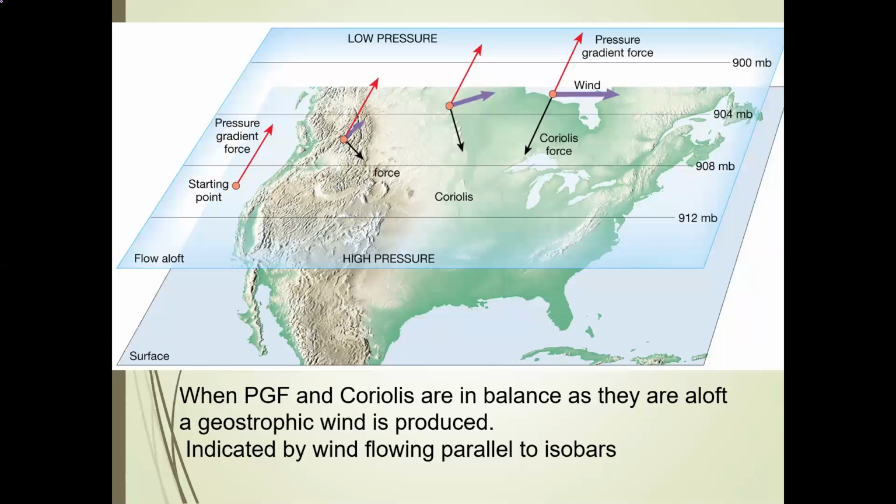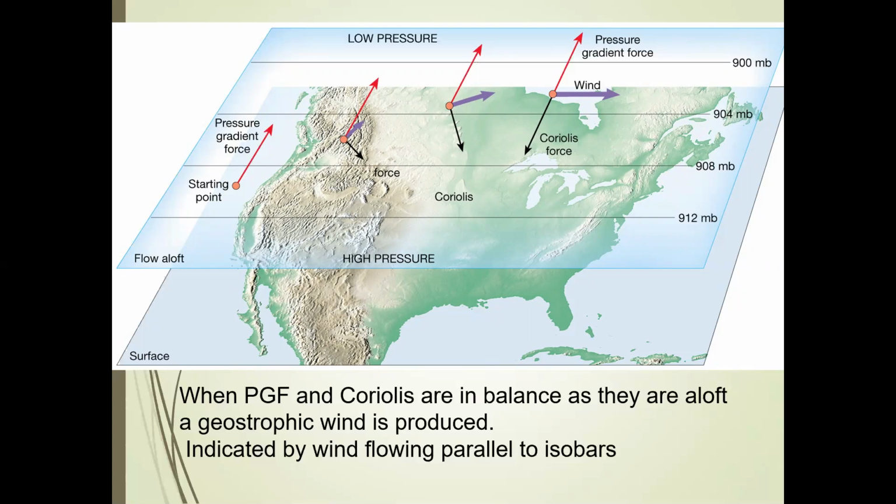What you're looking at, this flat kind of blue plane, if you look to the side, you see 912 millibars over here, 908 millibars, 904 millibars. That means that the pressure is decreasing, and we know that happens as we get higher into the atmosphere. So the pressure is decreasing as we go upward.